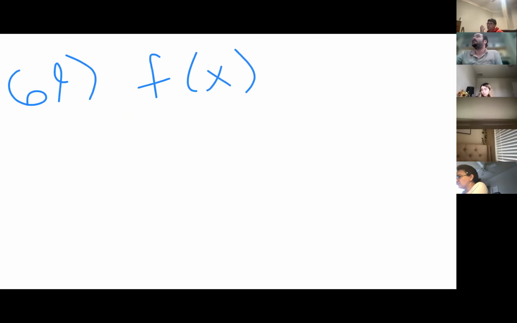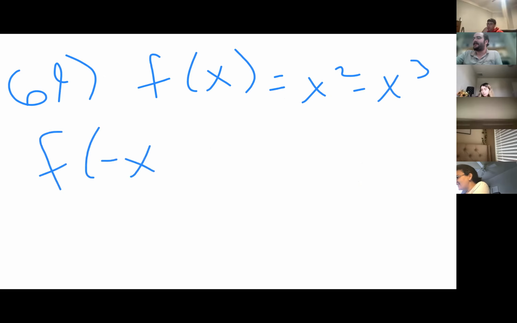And the last one was 69. So I want you to think about, maybe before we even do it, what is it going to be? Neither. If we throw in f of minus x, what's going to happen? It stays the same. It's opposite. No, it's odd. It's going to be odd because we have a square and we have a cube. What do we know about those things? We have a 2 and a 3. So a 2 is even, a 3 is odd. So is this even or odd?